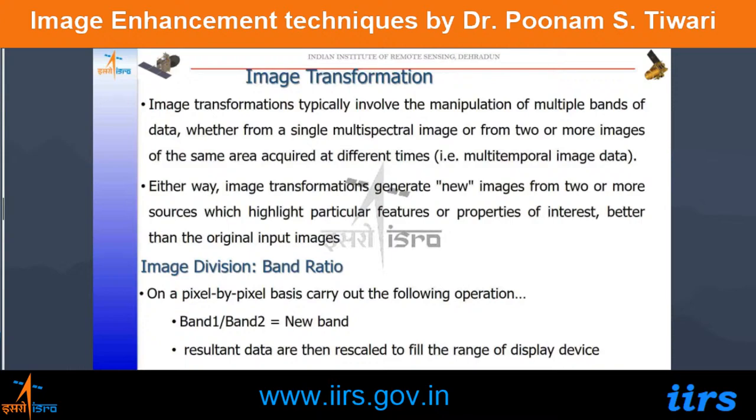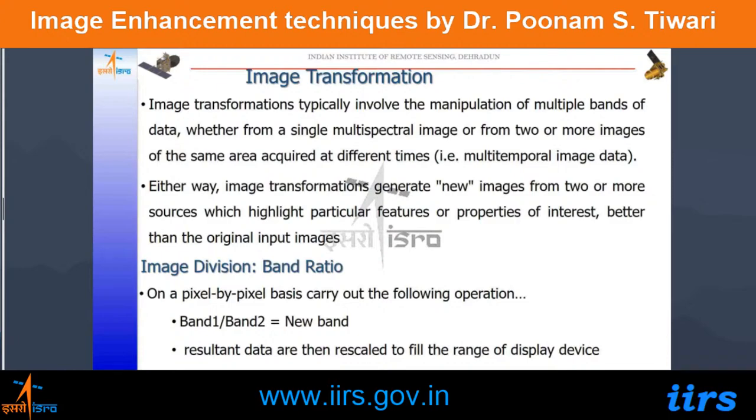A very common type of image transformation is image division, or we also call it band ratio. In band ratio, on a pixel by pixel basis, the band 1 values are divided by the second band so as to generate a new band. So now whatever new brightness values we have obtained after ratioing of band 1 and band 2, we fit them into 0 to 255 using minimum maximum stretching.